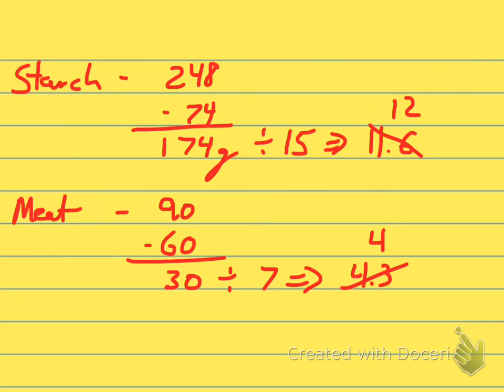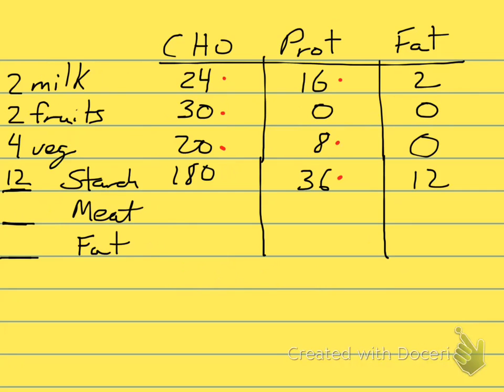Okay? So I'm going to come back to here. We're going to say we're going to have 4 meat exchanges. No carbs in the meat. Okay? We have 7 grams of protein per meat exchange. So that's going to give me 28. And we're using lean meats, which is 3 grams of fat per exchange. So I've got 4 exchanges, that's a total of 12 for fat, right? Okay.